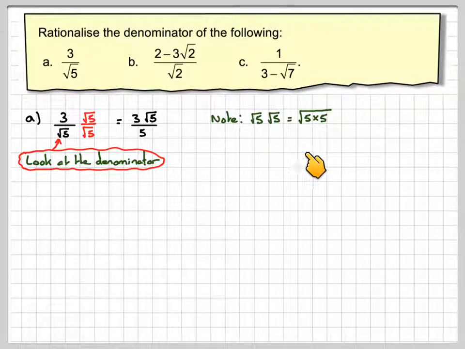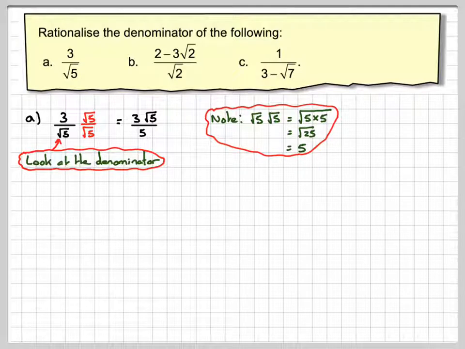Note, root 5 times root 5 is the square root of 5 times 5, which is the square root of 25, which is 5.